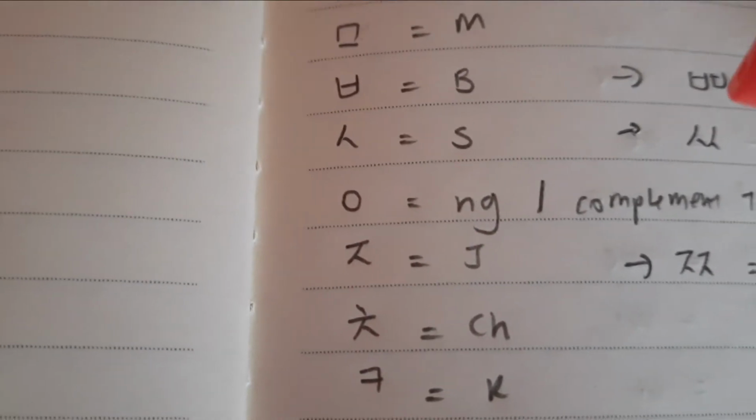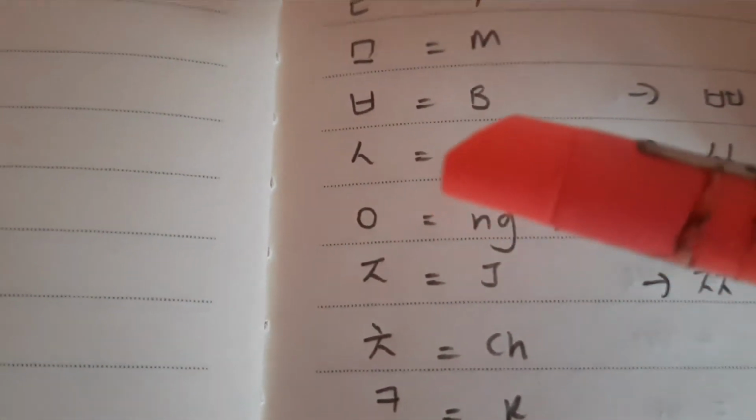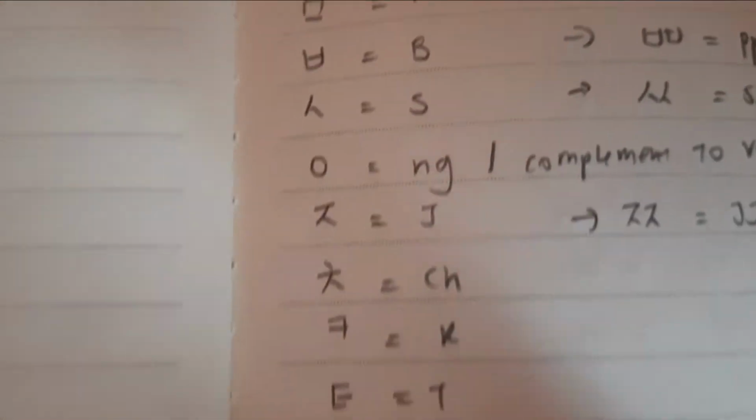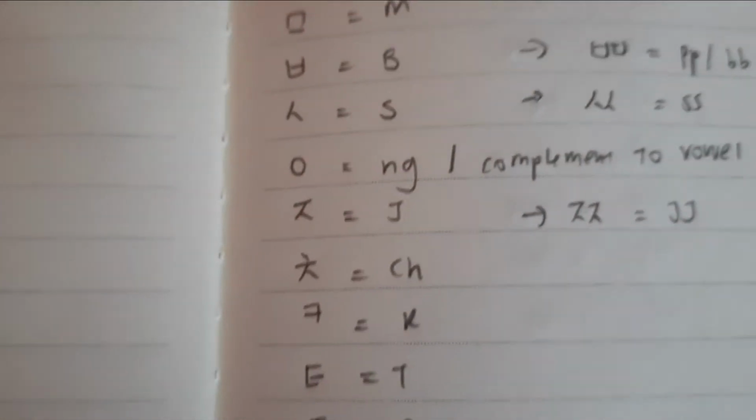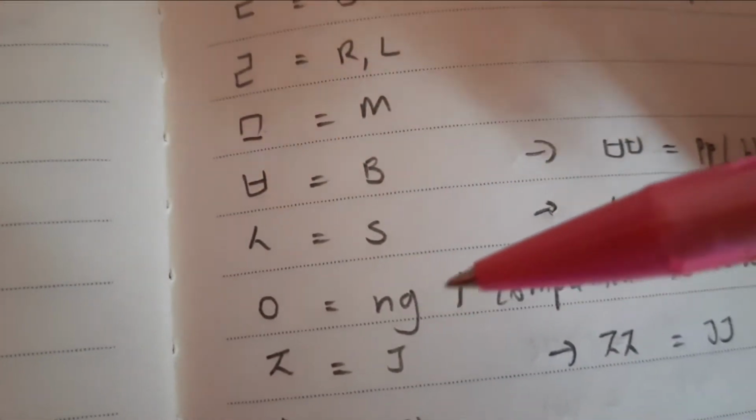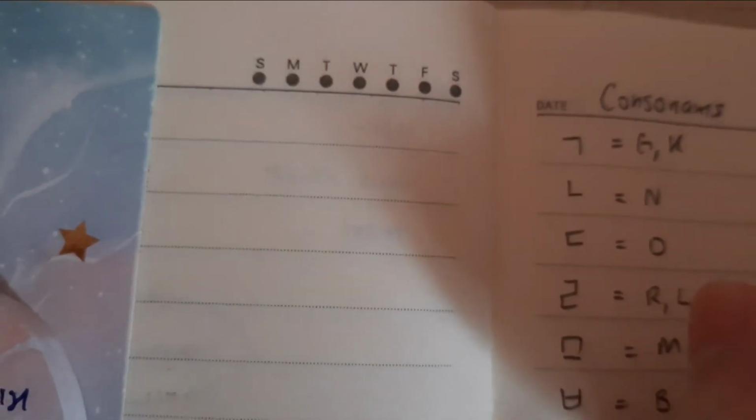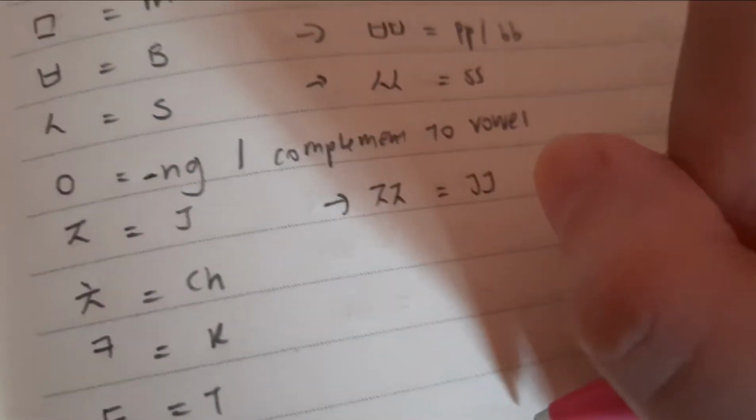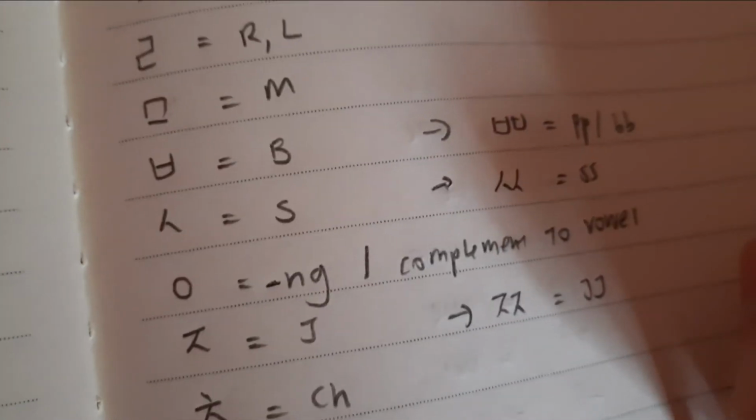Now pay attention to this part right here. This one is the circle-looking letter over here, and it has two uses. The first use is the ng ending. What I mean by ng is that, let's say we have a word like this. So I'm writing this word.